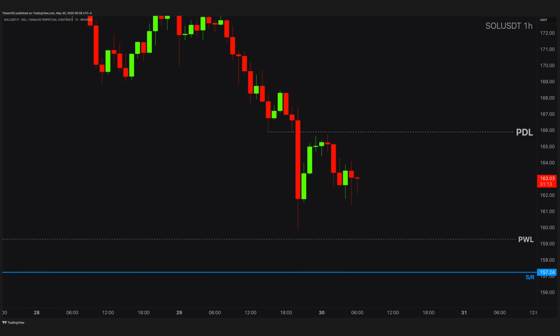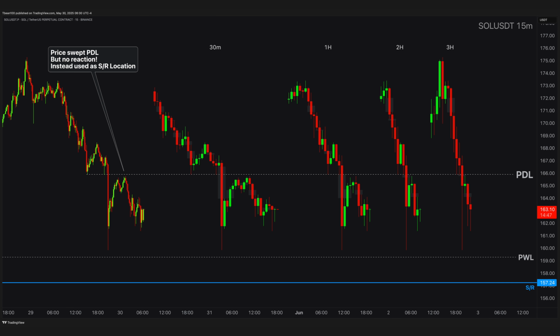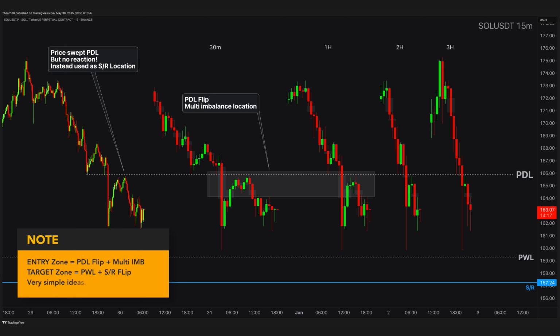When I dropped to the 1-hour chart, the first thing that I noticed, the price swept the previous day low as well, but it did not react to it, a very strong crash. In this case, PDL actually becomes a resistance to short more and more. Now, if I open my multi-time frame indicator on the right and check out the location, it is not just the previous day low, but also multi-level imbalance area as well. So all in all, I have a great entry location and a great targets below.